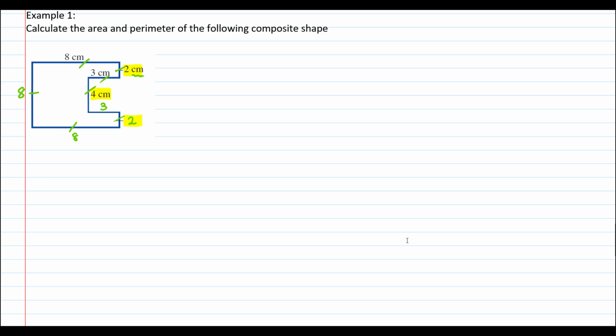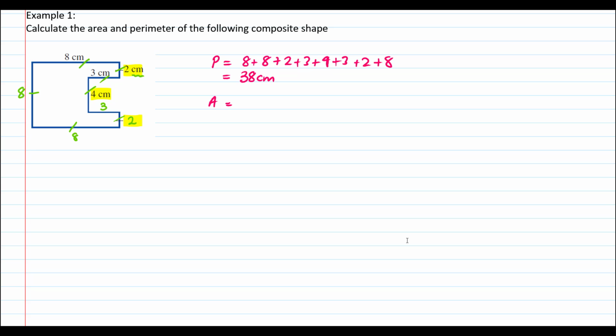Now I can go through and calculate first of all my perimeter. Perimeter is equal to 8 plus 8 plus 2 plus 3 plus 4 plus 3 plus 2 plus 8. And if we add all those up, we get 38 centimetres. And of course, it's just centimetres. It's not centimetres squared or cubed or anything like that.